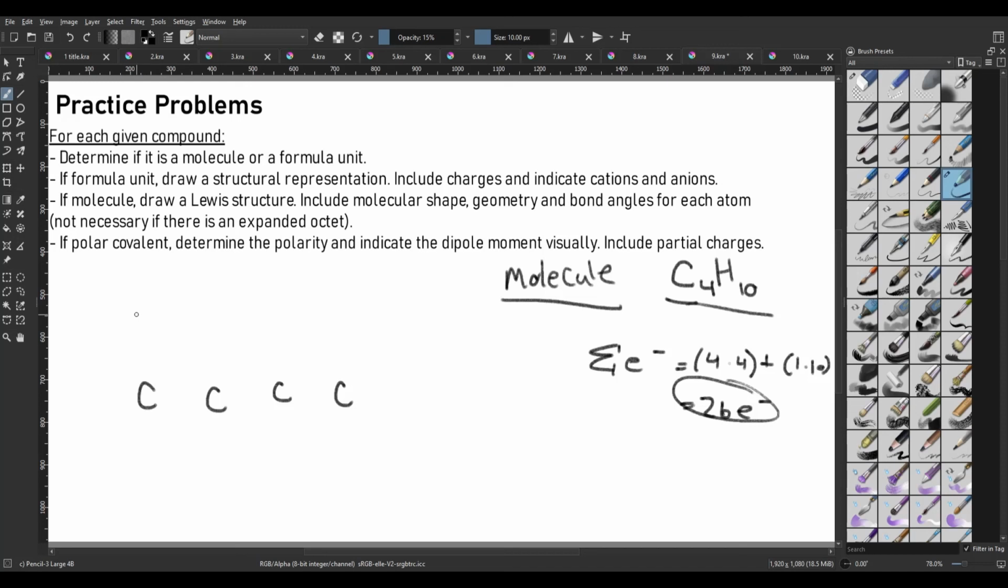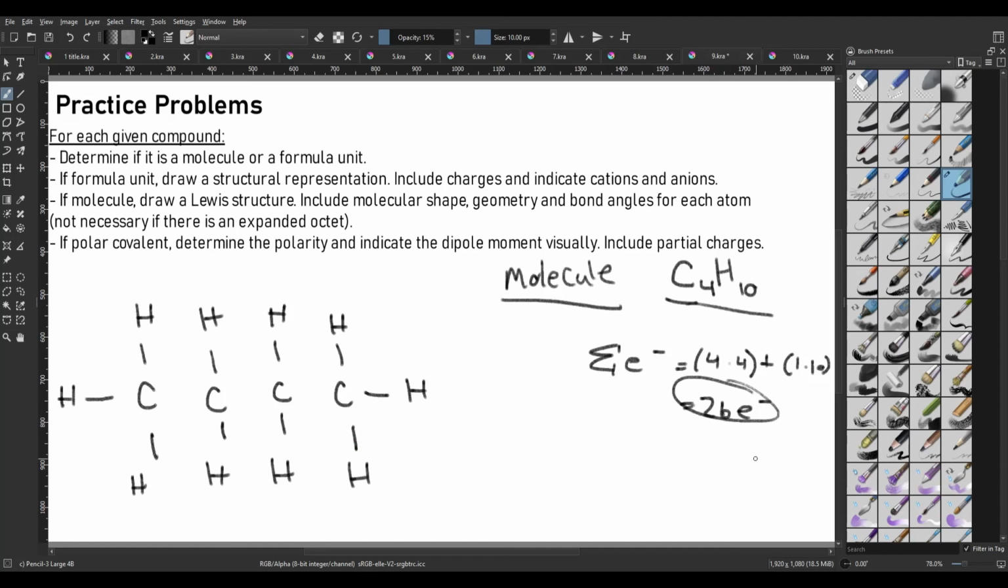We have 10 hydrogens, so 1, 2, 3, 4, 5, 6, 7, 8. Now we can put 2 on the ends here as well. We have 26 electrons we need to use. Obviously, these are all connected, so we're going to give all the hydrogens to the carbon. It's going to be 2, 4, 6, 8, 10, 12, 14, 16, 18, 20.